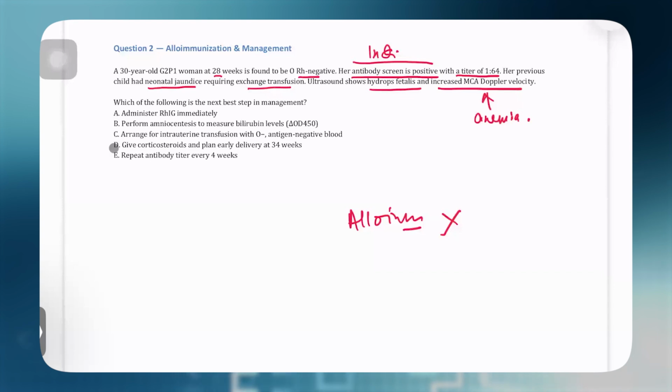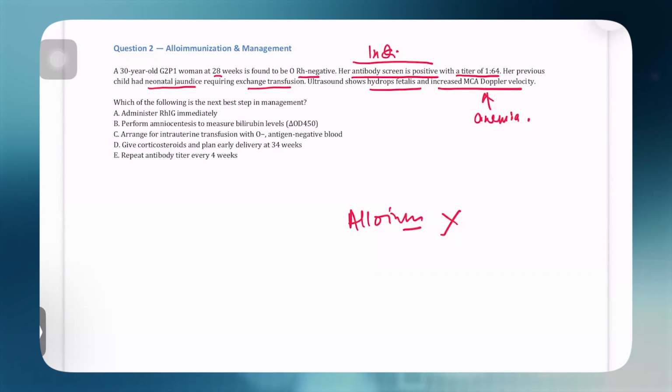Arrange for intrauterine transfusion with O negative, antigen negative blood. Absolutely correct. So we see that the MCA Doppler velocity is increased, indicating anemia. So we would arrange for intrauterine fetal transfusion. So we would go for blood transfusion, but with the O negative, antigen negative blood. Giving corticosteroids, planning early delivery is not recommended. No mention of steroids anywhere in the process. So this option is absurd.